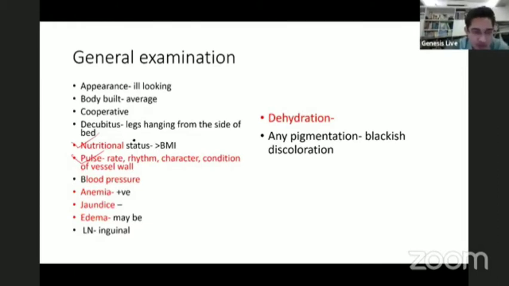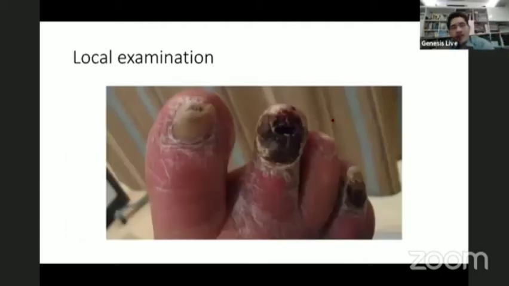These are very important. Blood pressure, whether the patient is hypertensive or not. Anemia, particularly important. Edema sometimes may be present. Check it. Lymph nodes, if the patient has an ulcer in the leg, if the patient has a gangrene at the foot, you must check the inguinal lymph nodes. Dehydration may or may not be present. Blackish discoloration, very important. Why is it important? Local examination, the most important.